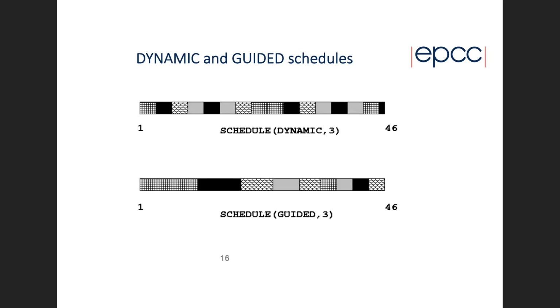So for example, we have our same loop again with 46 iterations, and we specify a schedule with dynamic, 3 as the kind and chunk size options. Then the first 3 iterations will go to thread 0, and then to thread 1, thread 2, thread 3. And then whichever thread finishes first, in this case thread 1, gets the next chunk in sequence. And then thread 3 finishes, so it gets the next chunk, and so on and so on.